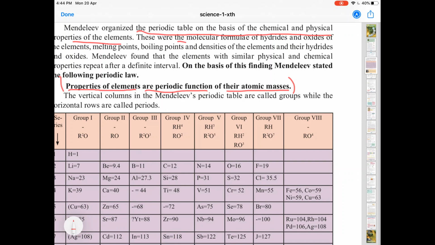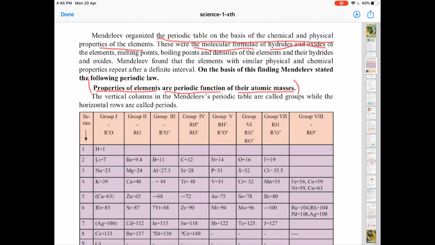He tried to understand the molecular formula of the hydrides, oxides. He wrote the molecular formula of hydrides, oxides, understood the melting point, their densities, and then he arranged the elements in their increasing order of atomic masses, and he came to a conclusion in the form of a table. And this is a really wonderful table which he conceived at that time.